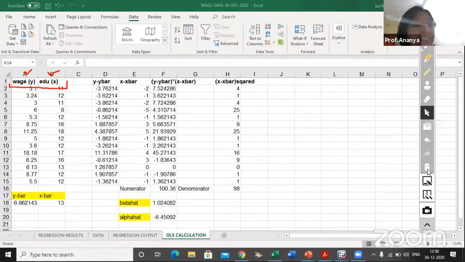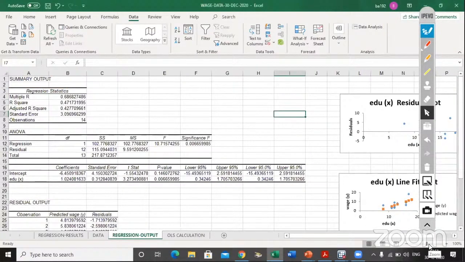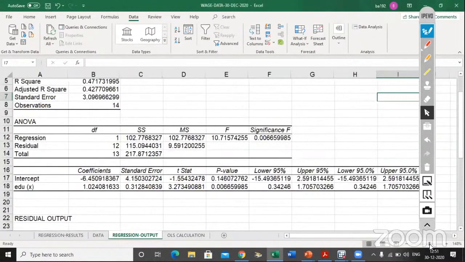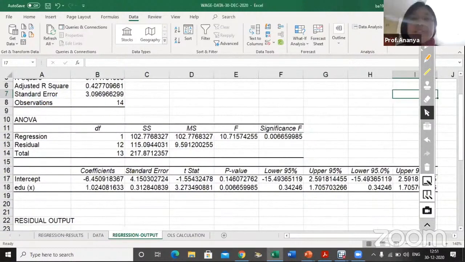Ma'am, there are some questions relating to data and regression introduction. Can we take up those questions for a minute? Yeah, sure. Yeah, it might help.